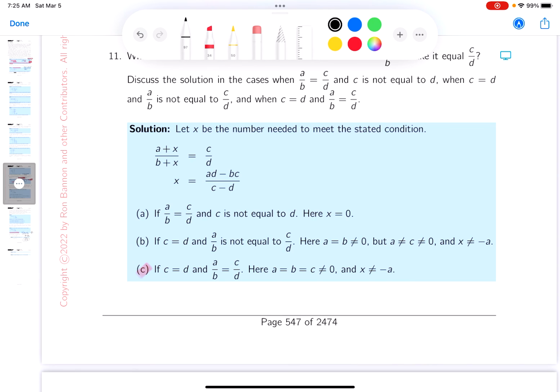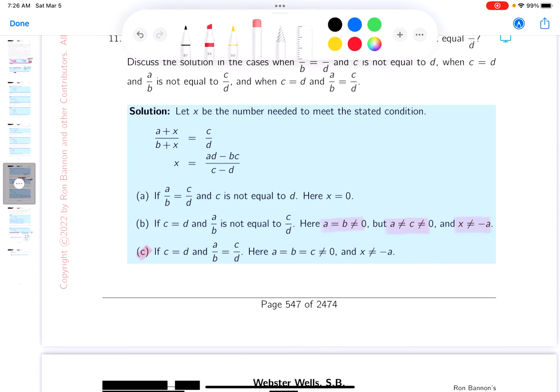And again, bottom line, think about this. That's what they're asking you to do. They're asking you to think about it. Not easy to think through it, but we want to think about it. Let's go to C. That's the third thing they're asking me to do. Again, it requires thinking. They say if C equals D and A over B equals C over D, here, just thinking about it, clearly A, B, and C can't be 0, all right? And X can't be minus A.